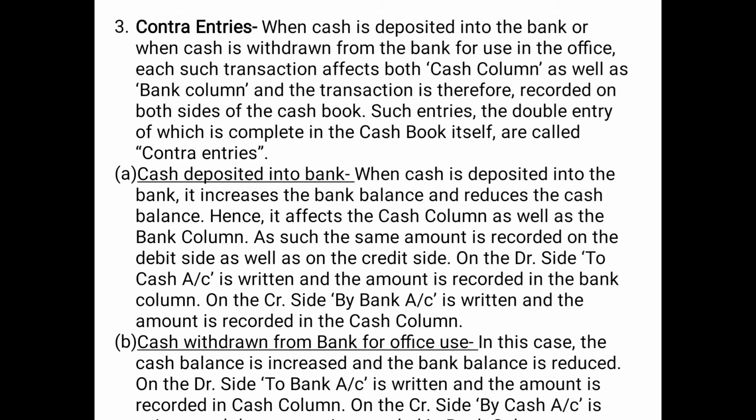On the other hand, what is the other effect? Cash balance is reducing in your business. That means cash is going out. So on the other hand, you will be showing it on the credit side or on the payment side. And why the cash is reducing? Because you are depositing it into the bank account. So you will write, in particulars, you will write by bank, but the amount will be in opposite column, that is in cash column. So if you're writing bank, the amount will be in cash column. If you're writing cash, then the amount will be in the bank column.